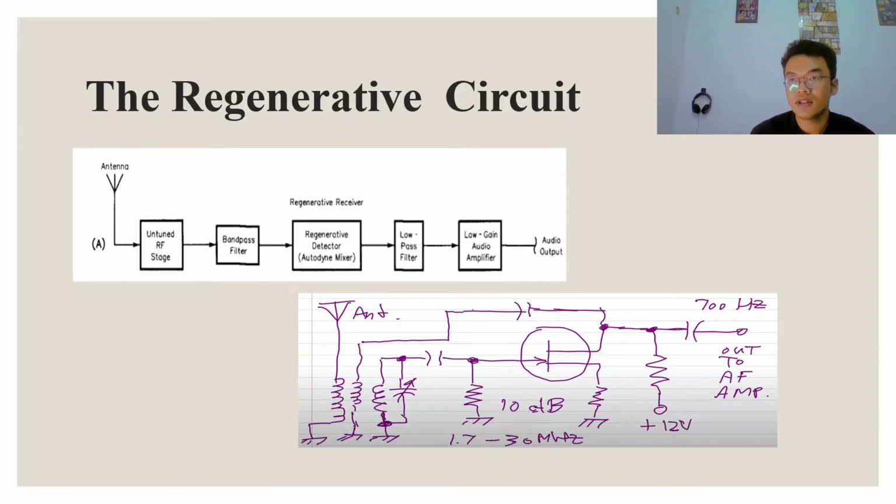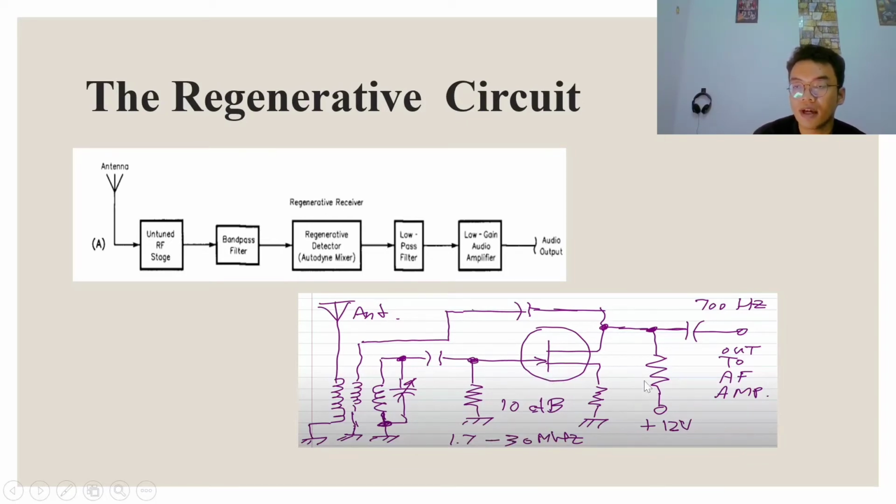So this is the regenerative circuit. This is the block diagram for the regenerative circuit, and this is the circuit for a regenerative receiver. This is a simple preamplifier that is used in many ways, such as in a radio receiver or shortwave radio receiver particularly. The frequency is approximately 1.7 to 30 megahertz.